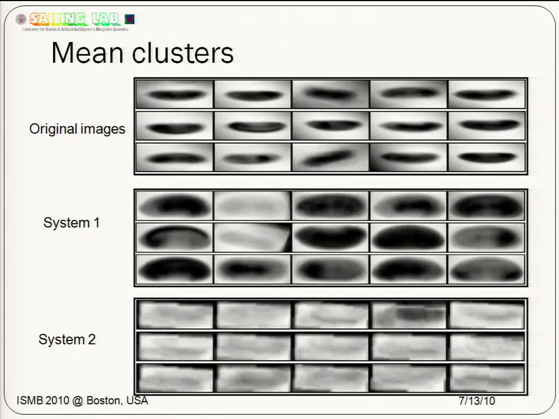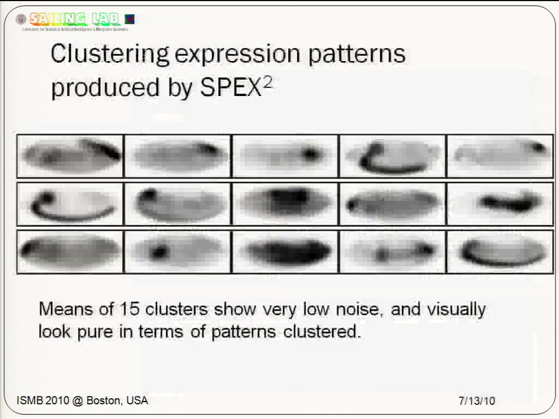So I'm again going to emphasize it's a hard problem. This is the plot I showed you with the mean images from every class. This is what system 1 gives. This is actually a much better embryo. These two are completely noisy. They have few reasonable features, and the results don't look very nice. This is what SPEX produces.